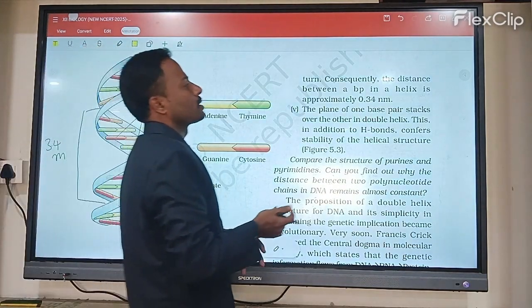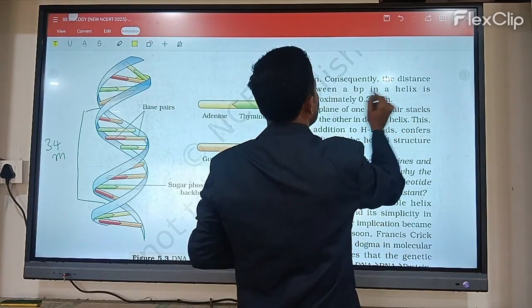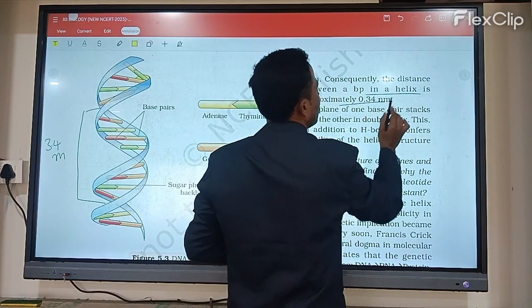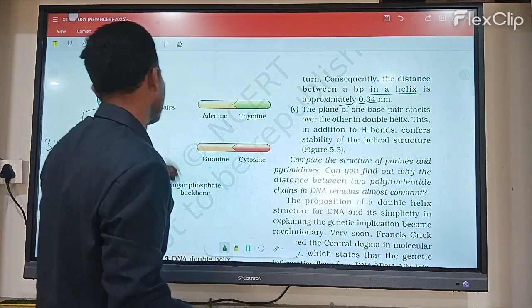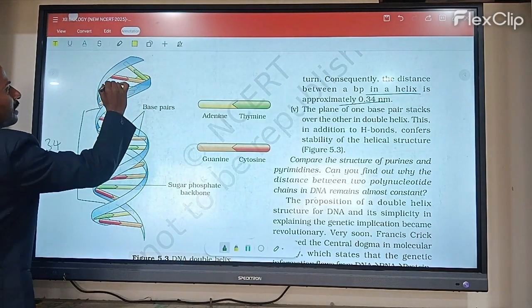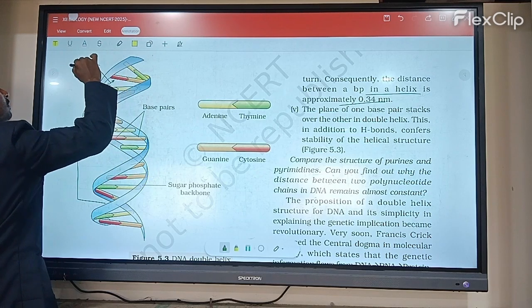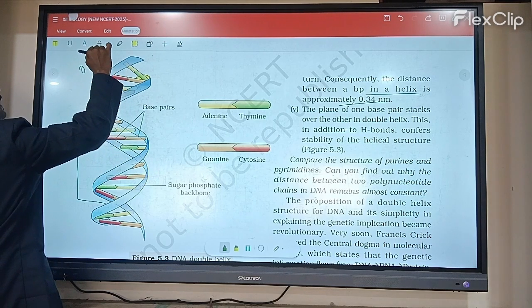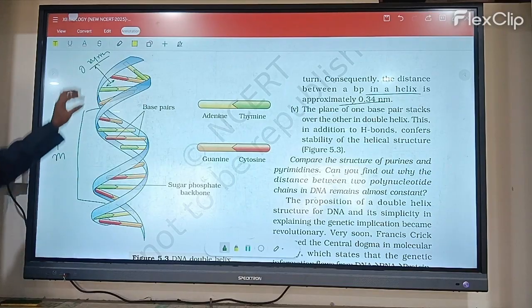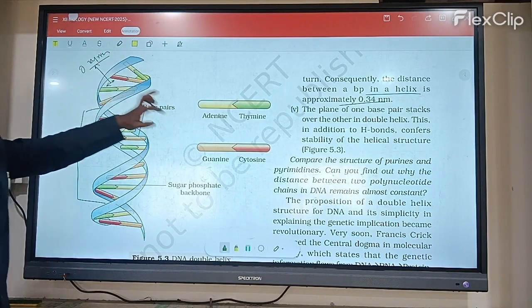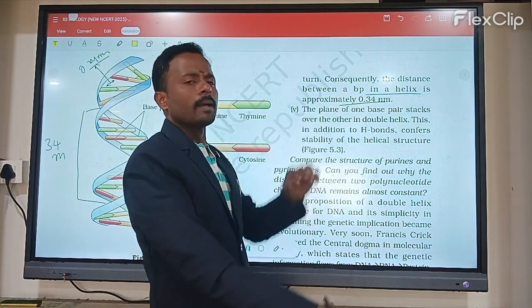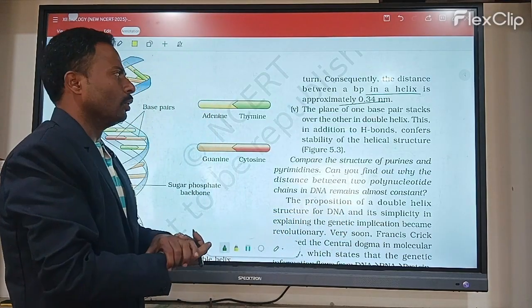Consequently, the distance between two base pairs is approximately how much? It is 0.34 nanometers. For example, when you take the distance between these two, how much? This distance is 0.34 nanometers. The distance between two base pairs is approximately 0.34 nanometers.